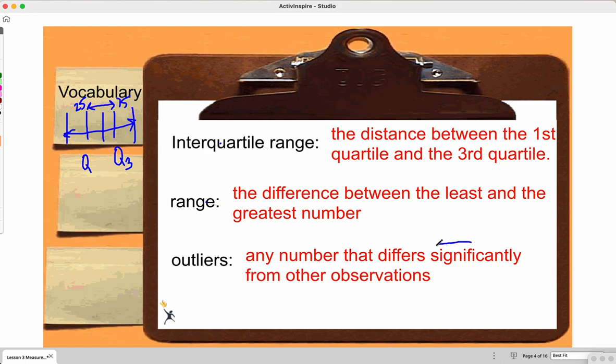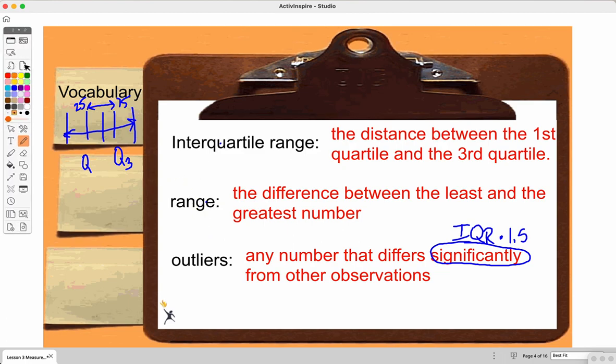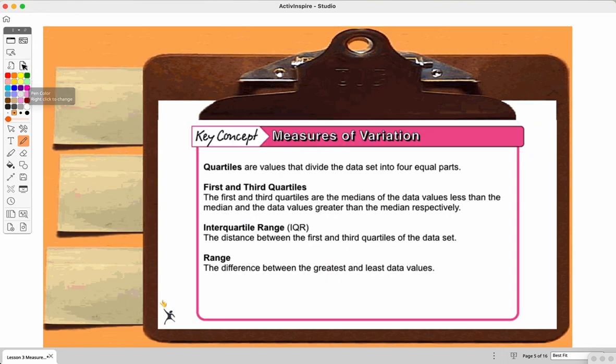And really what that means, this word significantly means, is we're looking at the IQR times 1.5. That's how we know what significant means. That's got to be the definition so that we all have the same definition of significant across the board. Okay? So if you need to pause the video to get any of these down, that's fine. I'm going to go ahead and move to the next question. So this just gives us more information.